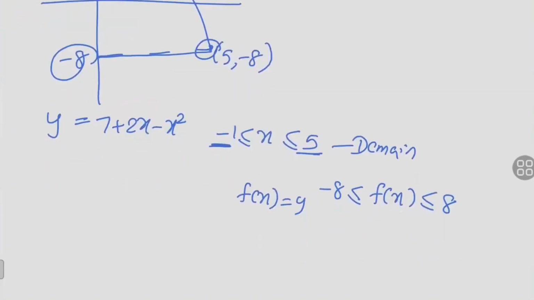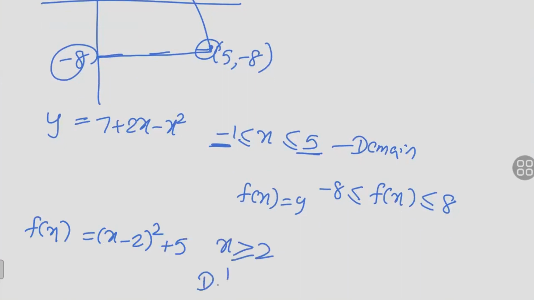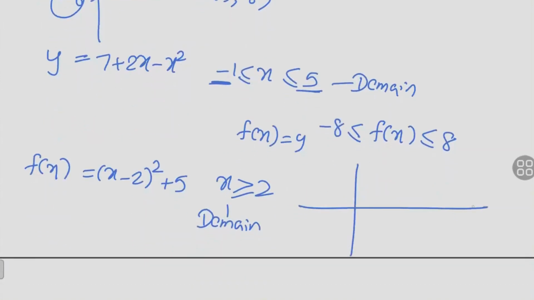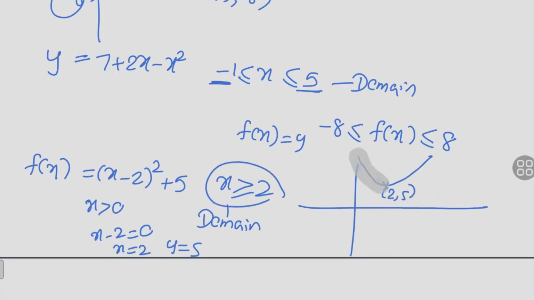Now I'll give you another example. f(x) equals (x minus 2) squared plus 5, x greater than or equal to 2, this is the domain. Now if you draw the graph, what kind of graph? x squared is positive, so it has a minimum. x minus 2 equals 0, x equals 2, y is 5. 2 comma 5 is the minimum, the curve comes like this. So they have given x greater than 2, then we don't want this part, we leave it, and keep this one, right? So according to this, we find the range.